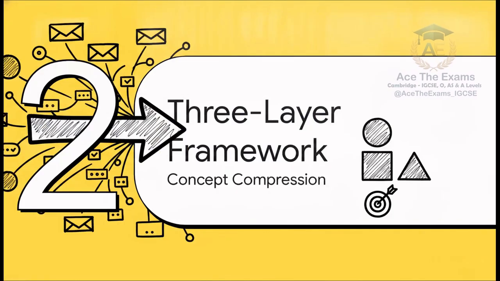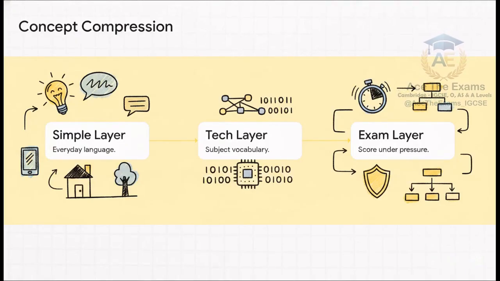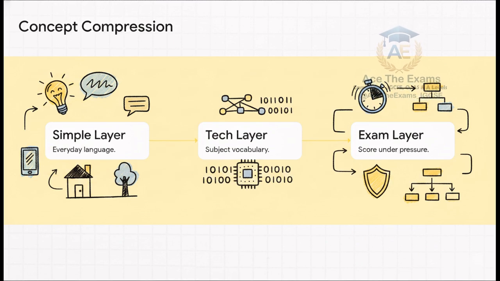Part 2, the 3-layer exam framework. To understand that hidden examiner clue, we use something called concept compression. This forces those massive, complicated topics from the communication and internet chapter through 3 very specific layers. Layer 1 is the simple layer. Explain the concept in everyday language as if you were literally talking to someone who has never touched a computer.